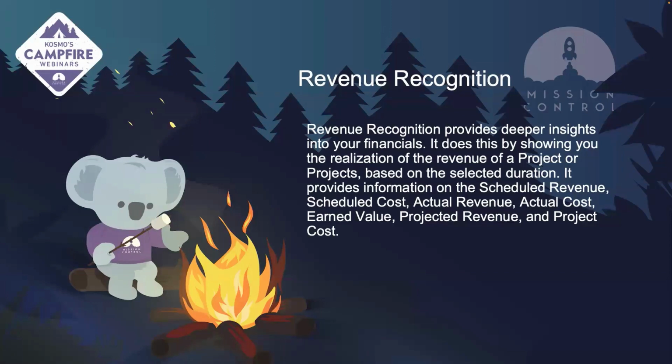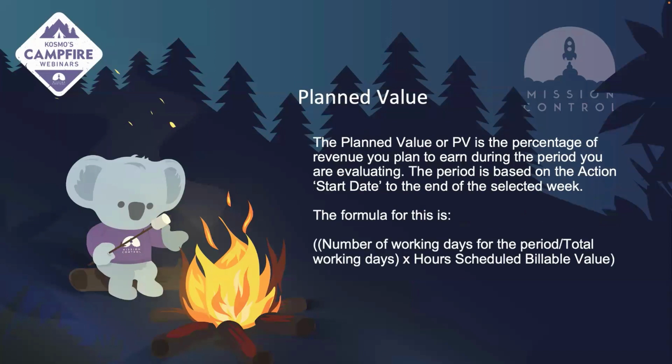So let's go ahead and break down those planned, actual, and earned values. The planned value, or the PV, is a percentage of revenue that you plan to earn during the period that you're evaluating. So if the period is based on the action start date to the end of the selected week, then the formula for this would be the number of working days for the total period that you're evaluating divided by total working days for that action times the scheduled billable value for that action.